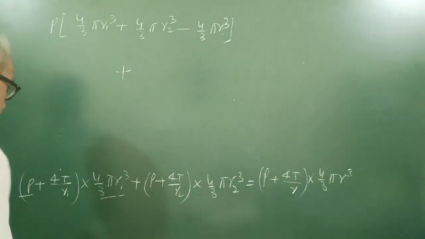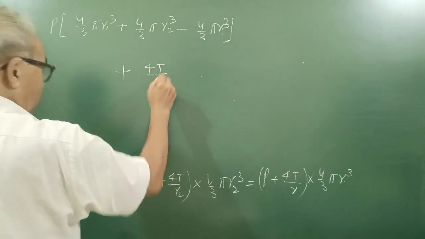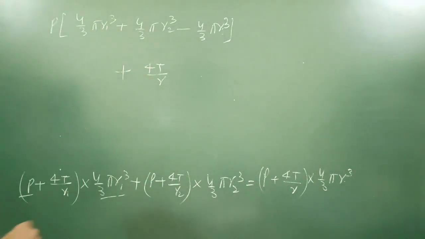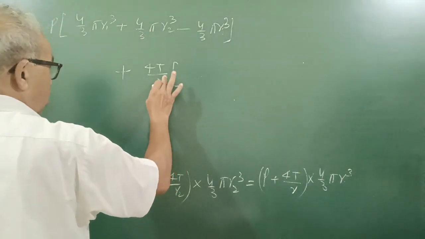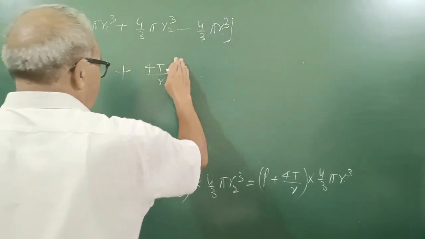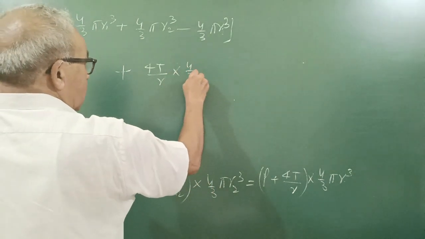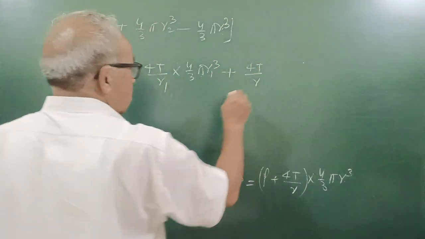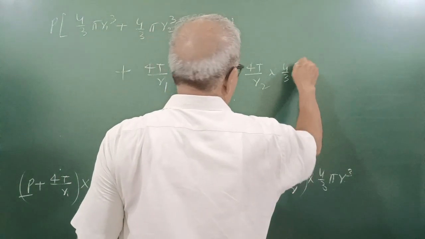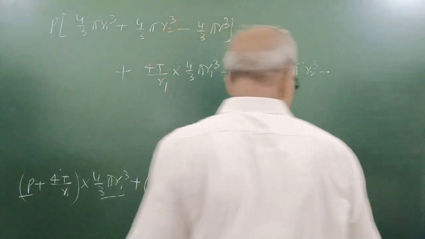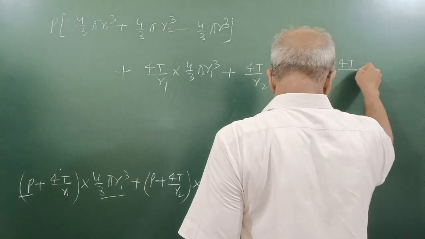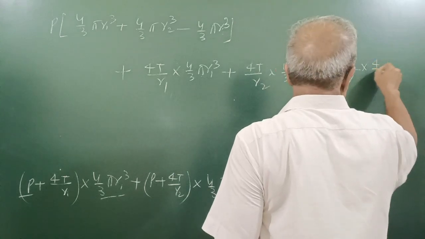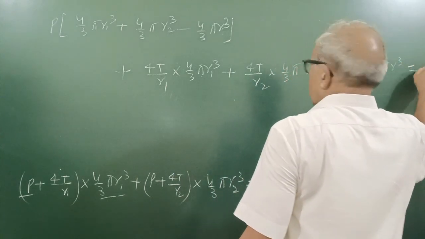So plus 4T upon R1, so this 4T will become common. Let me first write 4T upon R1 into 4 by 3 pi R1 cube, plus 4T upon R2 into 4 by 3 pi R2 cube, minus 4T upon R into 4 by 3 pi R cube is equal to 0.